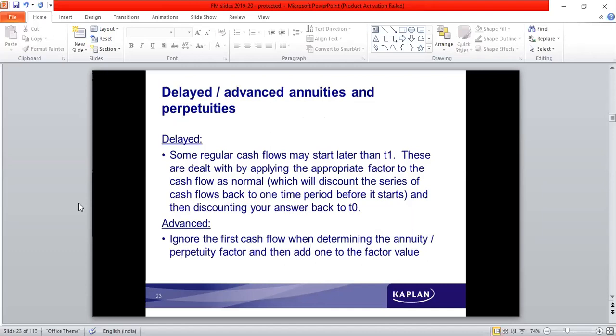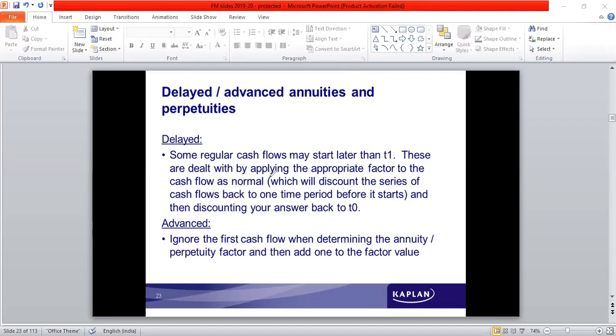So in the next topic, what we have here is the delayed, advanced annuities and perpetuities. If investment is made in the 0 year, we cannot expect that the cash flows will start to come in from the first year. They may also start at a later period. If investment is made today, it may take a little while to earn the cash flows. So that's delayed cash flows. Some regular cash flows may start later than T1. T1 is the first year, the time period in the first year.